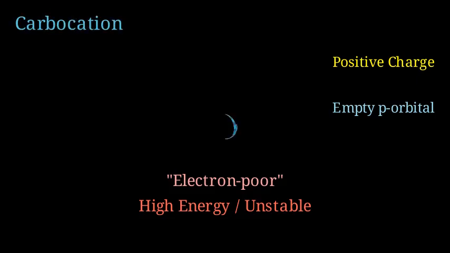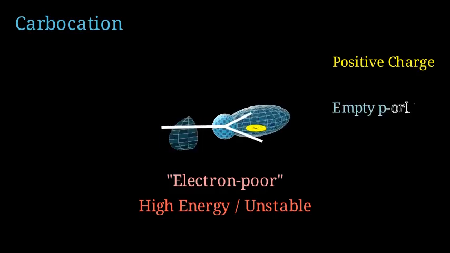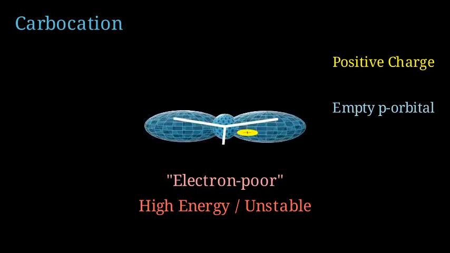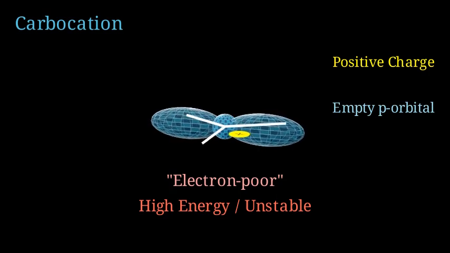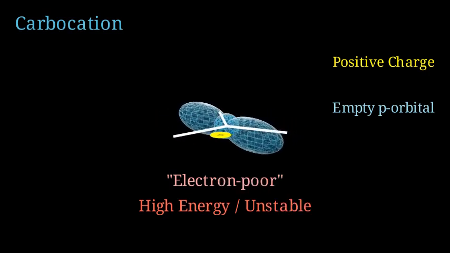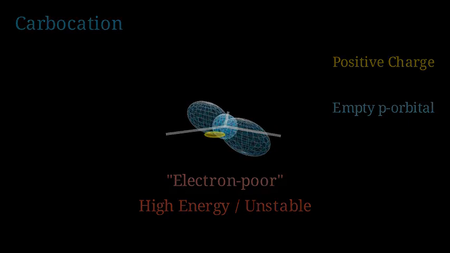To understand this, let's start by looking at a carbocation, a carbon atom that's missing an electron and carries a positive charge. If we visualize this atom, notice that it has an empty p orbital, represented here as a vacant vertical lobe. It's essentially an empty room waiting for electrons to move in. By itself, this is a very high-energy, unstable state. It's electron-poor and desperate for help.